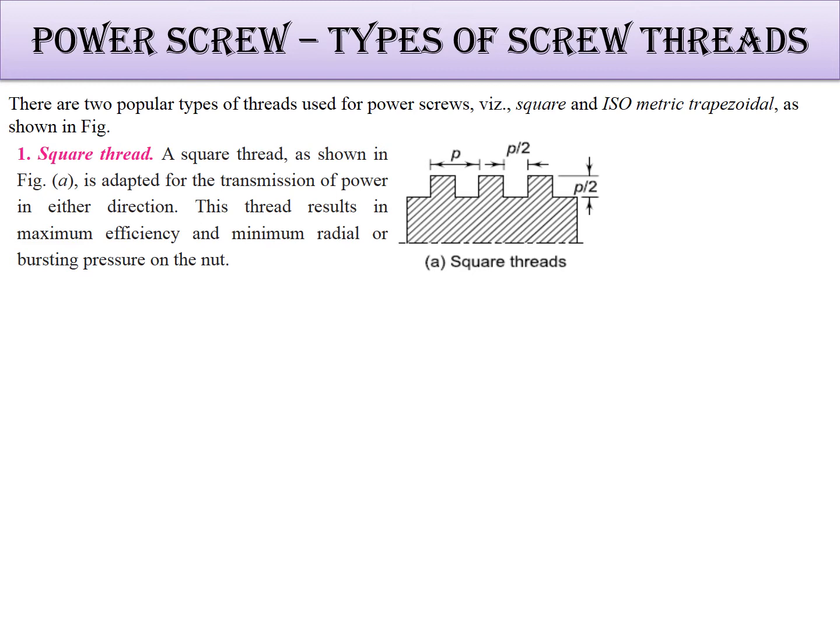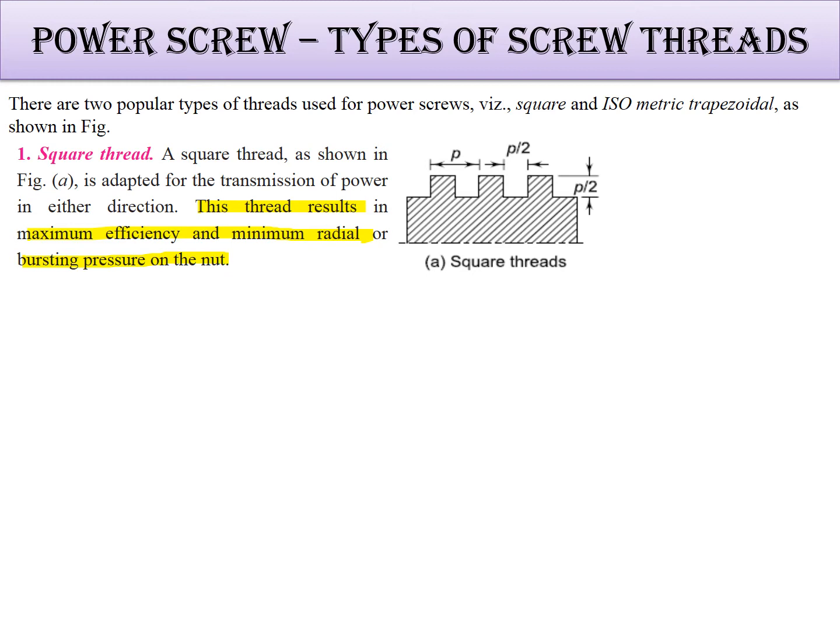here. This is the square thread. You can see that the shape is square. That's why it is known as square threads. And this thread results in maximum efficiency and minimum radial or burst pressure on the nut. That's why it is mostly used. And transmission of power in either direction, it is most.